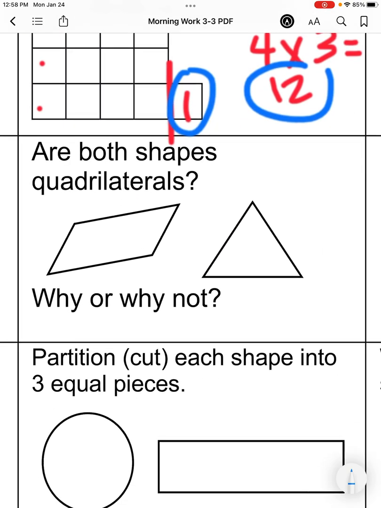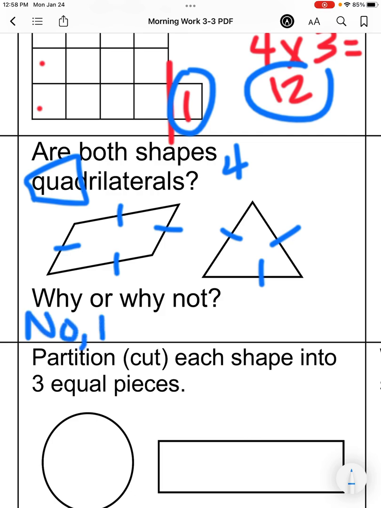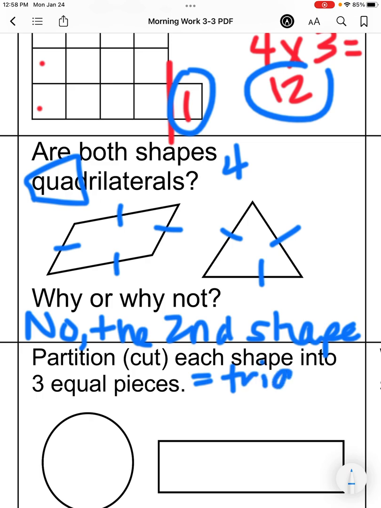Are both shapes quadrilaterals? We talked last week about how quad means 4. So you can see this one has 1, 2, 3, 4, but this shape has 1, 2, 3. So why or why not? No, the second shape is a triangle, and I'm just going to put equals triangle.